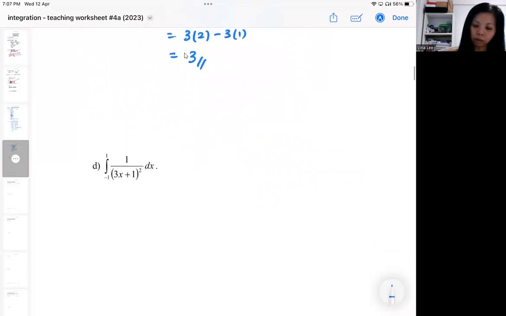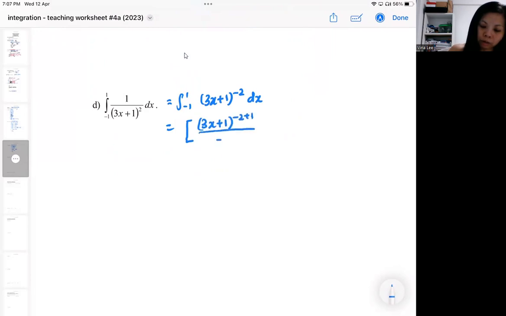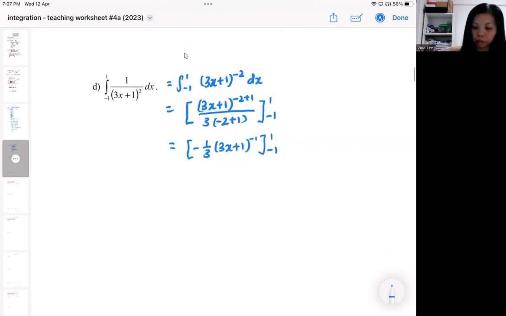The next one is also a bit of indices. So do a little bit of indices first. You get 3x plus 1 to the power minus 2. Do the same integration. Return a power, divide by the new power, not forgetting your A, which is a 3. Make sure you simplify nicely first before you try to sub in the values, or else most probably you'll make careless mistakes when you sub in the values.